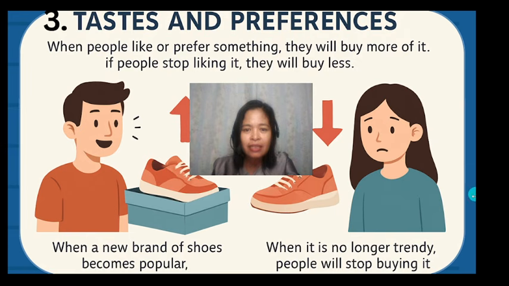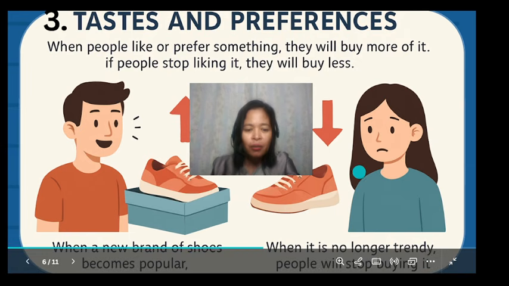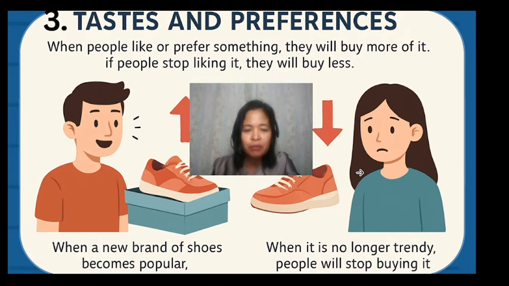As you can see in our example here, when a new brand of shoes becomes popular, masyadong trendy, maraming magkakagusto kasi trendy siya eh. So maraming bibili. Pag sikat yung item na yan, maraming bibili. Kasi nga, magkakaroon na ng preference yung mga tao kasi gaya-gaya tayo eh. Pag may nakita tayong, ay maganda yan, bibilhin natin yan. Hahanap at hahanap ng paraan para makabili.